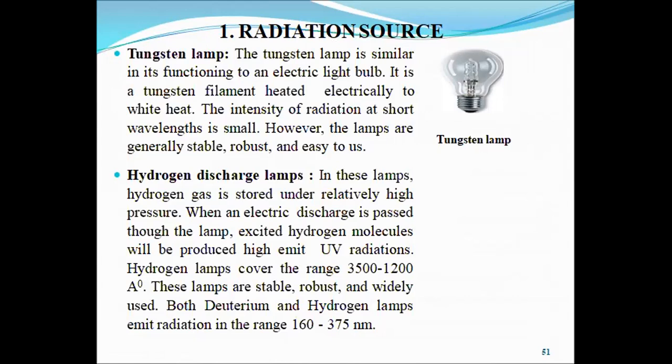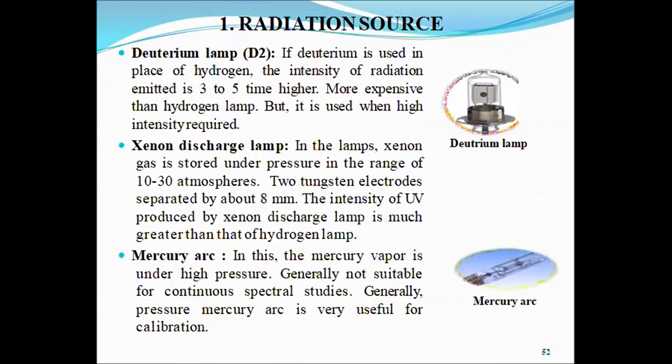Second comes the hydrogen discharge lamp. In these lamps, hydrogen gas is stored at high pressure, and whenever an electric discharge is passed through the lamp, the hydrogen molecules are excited and start emitting ultraviolet radiation. Both the deuterium and hydrogen lamps emit radiation in the range of 160 to 375 nanometers. They are also stable and more widely used. Now, if deuterium is used in place of hydrogen, the intensity emitted is 3 to 5 times higher as compared to hydrogen.